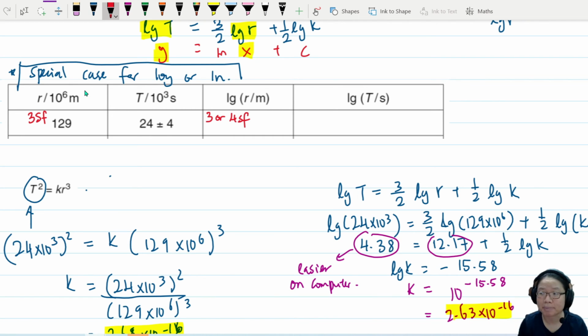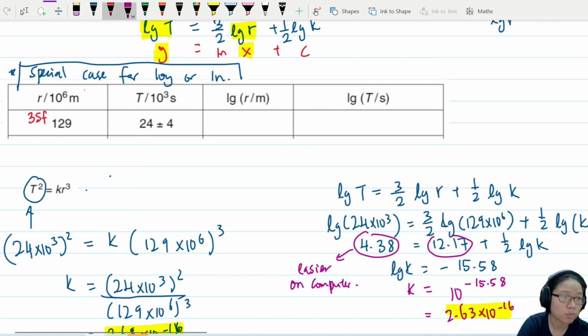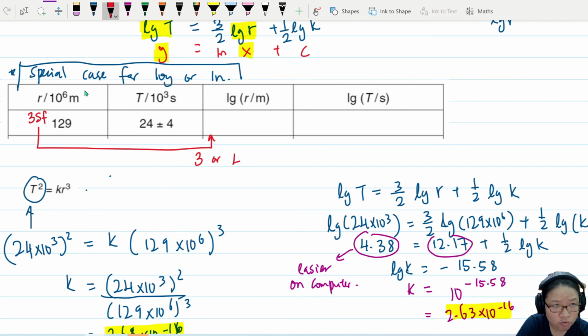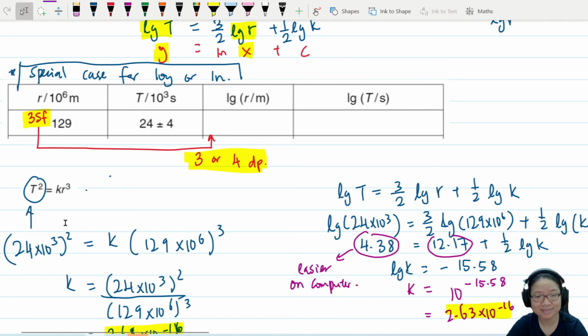That is anything besides log. But currently we are doing log. So this is not 3 to 4 SF. When you have 3 SF, you transfer over here, and it should be 3 or 4 DP. This part here is very important. SF to DP. Why so weird? Because currently we are dealing with log.